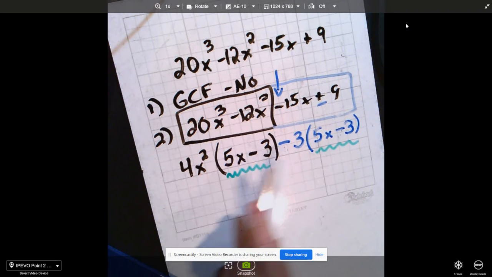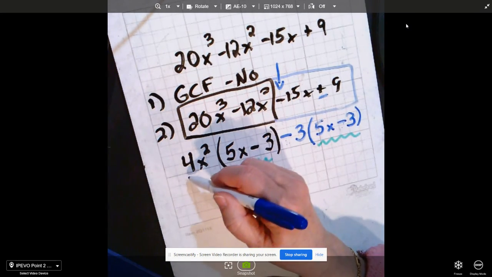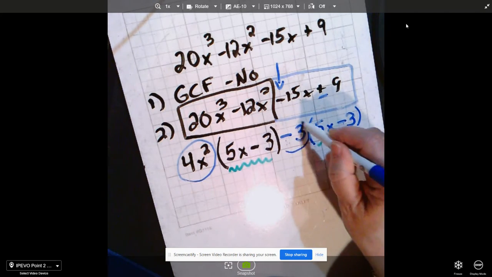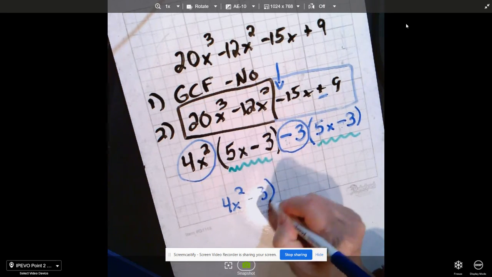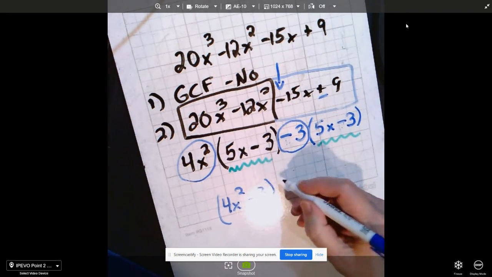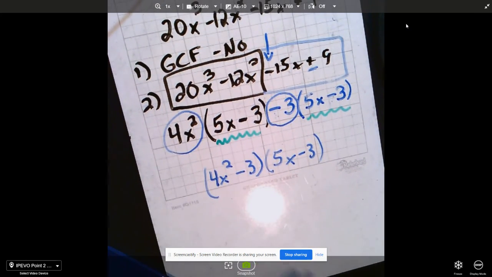If you do not have the same thing in both these parentheses, either you've done something incorrectly or this is not solvable by grouping. Not everything is solvable by grouping, just like not everything is factorable. So what this tells you is the stuff that you took out is your first factor. So 4x squared minus 3 is your first factor. And the stuff that's in parentheses, 5x minus 3, is your second factor. And now you factored that particular polynomial.